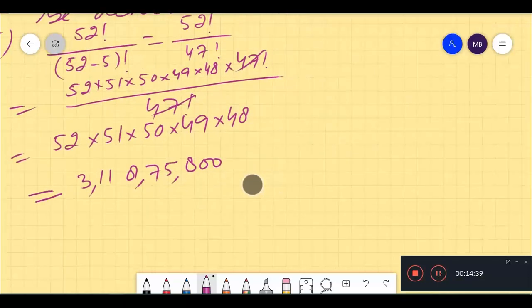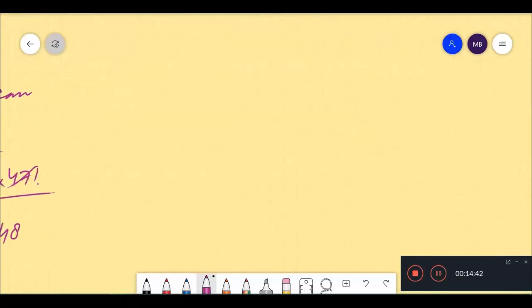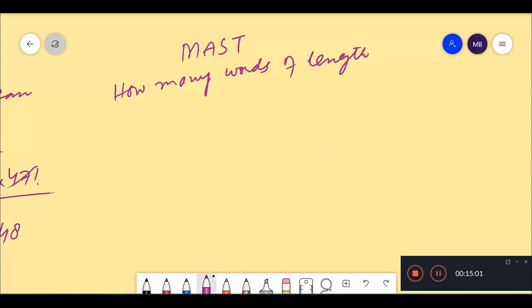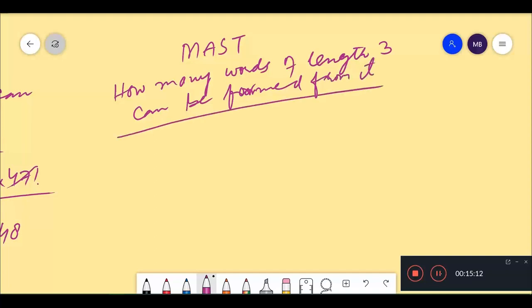Now let us take one more example. If we are given a word MAST and we want to find how many words of length 3 can be formed from it. How many distinct words of length 3 can be formed from this word?